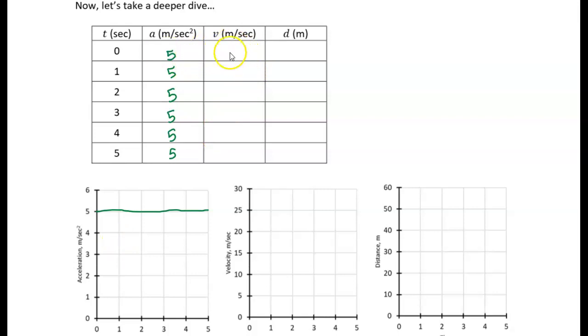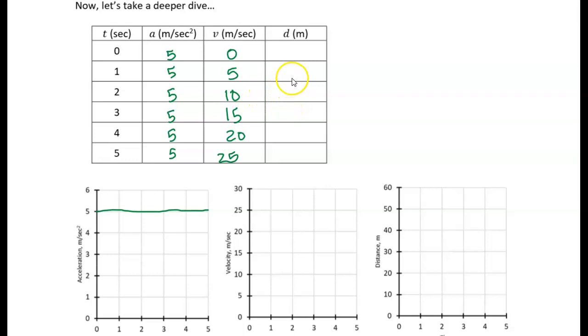So at t equals 0, I'm starting at rest, right? And then my velocity is increasing by 5 meters per second every second. So after 1 second, I'm going 5 meters per second. After 2 seconds, I'm going 10 meters per second, 15, 20, and 25. That's what we saw above when we plotted the graph of it.